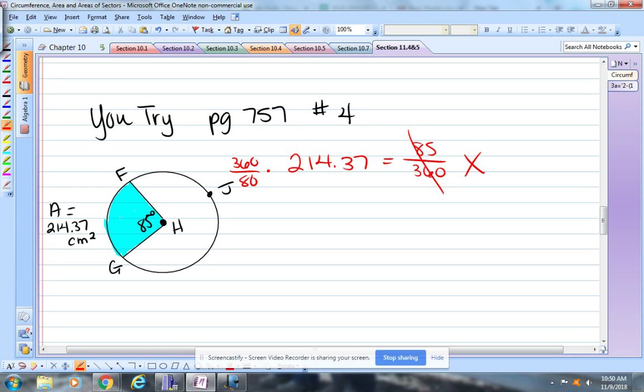Did y'all get it? What did y'all get? 907.92 squared centimeters equals the area of the circle. Raise your hand if you got something close to that. Any questions about how to find the area of the whole circle? All right, I've got two more examples.